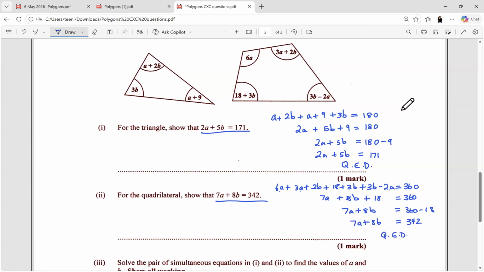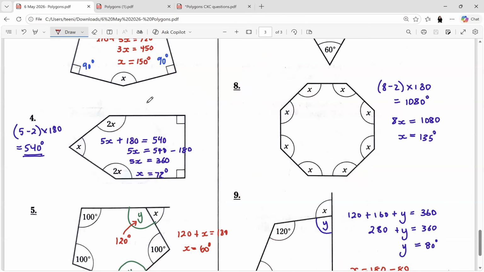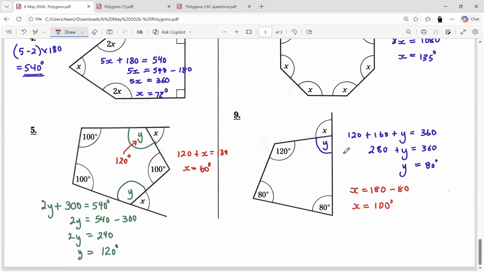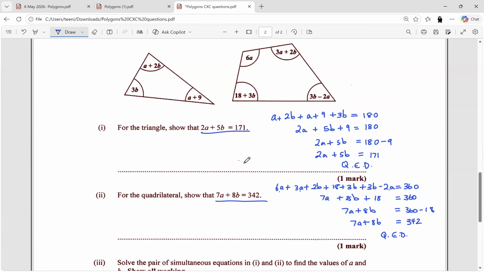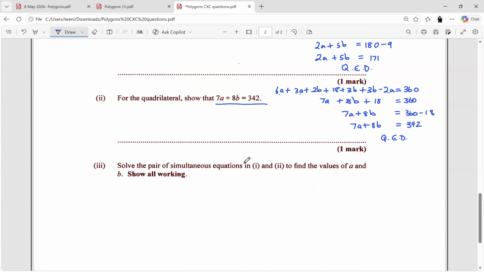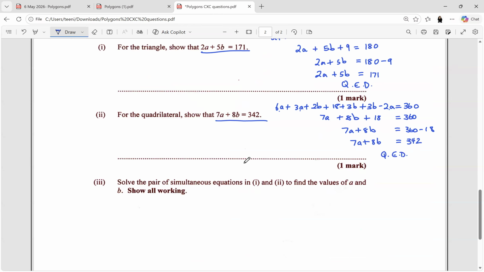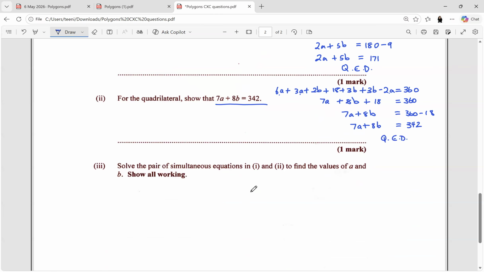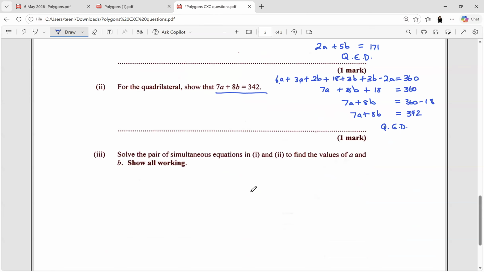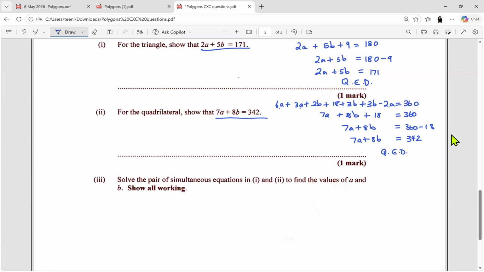And those were 1 mark and 1 mark. And as you see, guys, that's what we've been doing all along, right? This is exactly what we've been doing all along. All right. And now it says to solve the pair of simultaneous equations in 1 and 2 to find the values of A and B, show all working. So this is a walk down memory lane for you guys because we haven't done any simultaneous equations since maybe last sim or even first sim in Form 3. We did this a while ago.